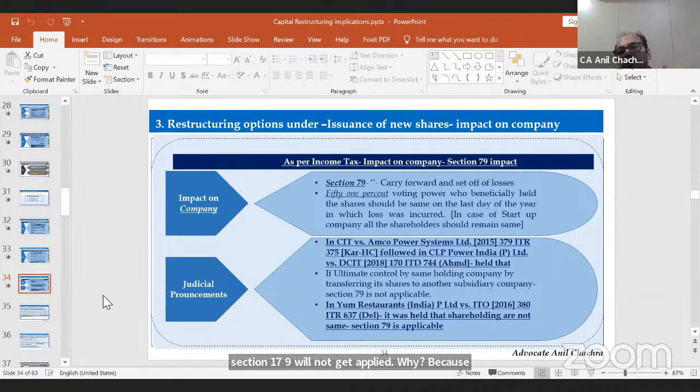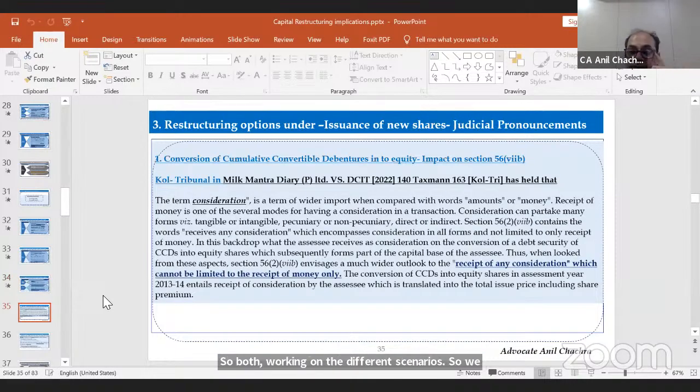The other school of thought says that no, Section 79 will get attracted as and when the shareholders change. Although you are part of one umbrella, part of the same holding company, you have to comply with Section 79 compliances. So there are two schools of thought. One is the AMCO Power System case and another is the Yum Restaurants case. Both work on different scenarios, so we have to look at these scenarios as well.